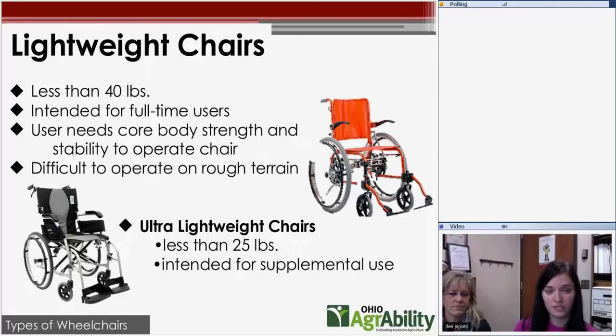Ultra lightweight chairs are those that are less than 25 pounds, and these usually are not intended for full-time use, but are often seen as things used for recreational use. When you think of wheelchair athletes and those competing in performance-based or very specific events, those are the type of chairs used by a lot of individuals in those types of situations, so they're not really intended for full-time use.